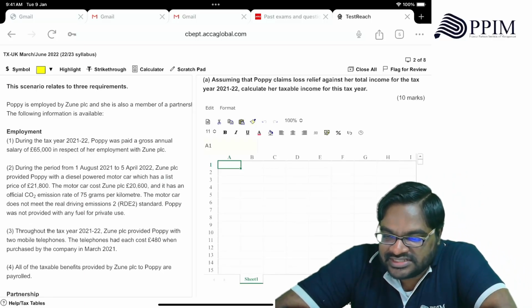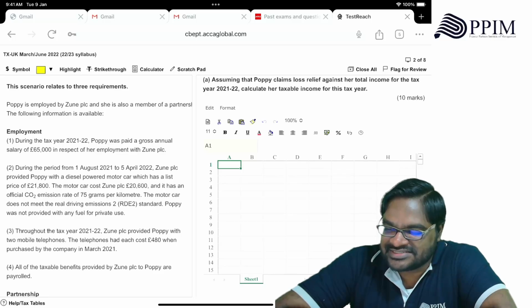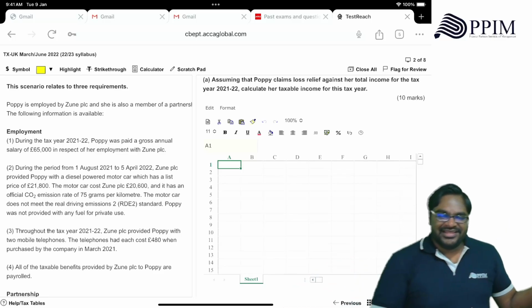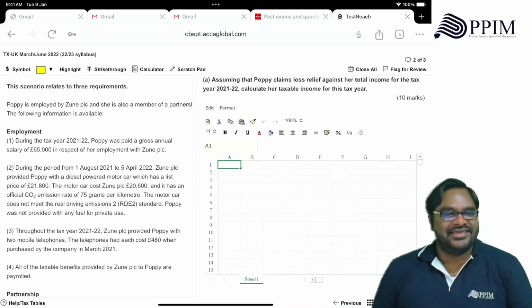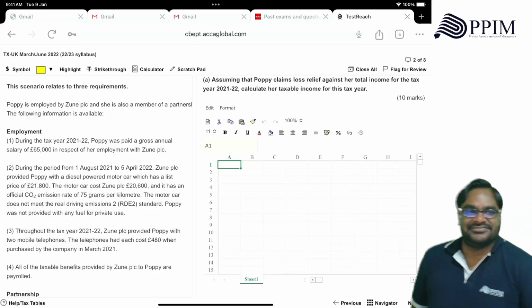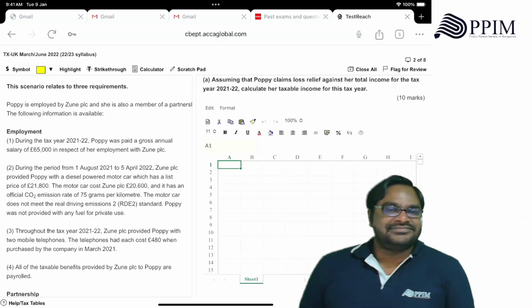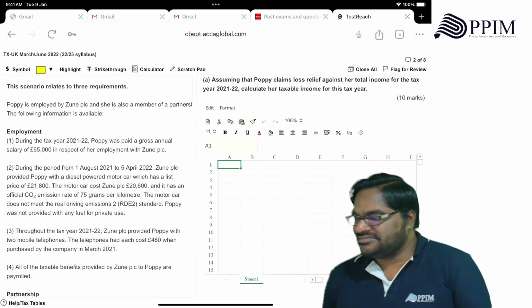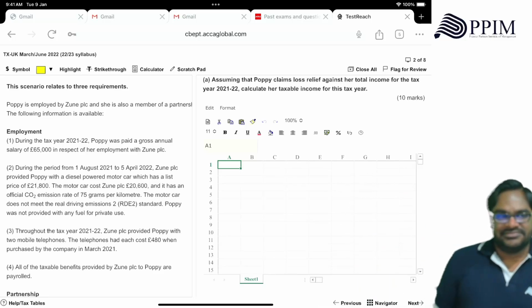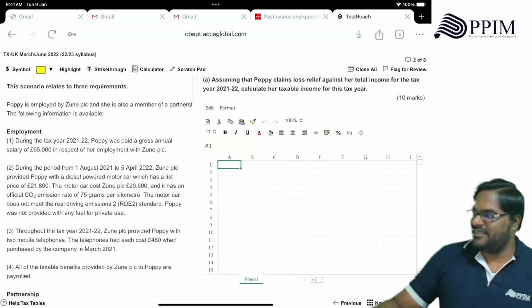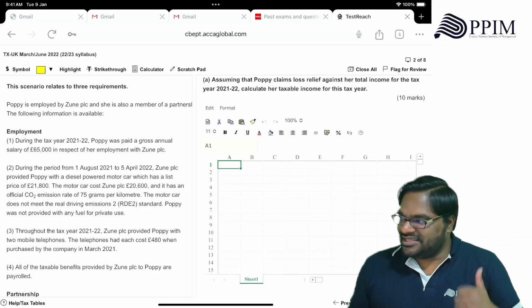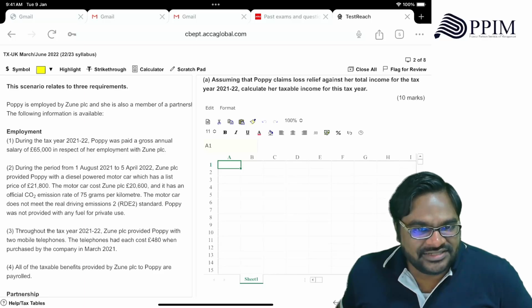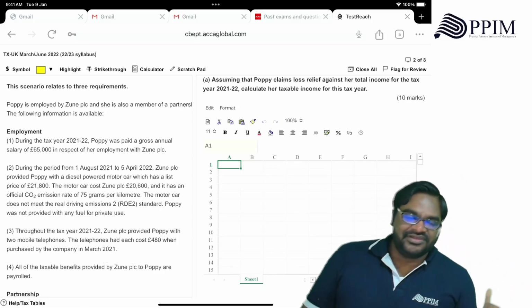Okay. Assuming that Poppy claims loss relief against her total income for the tax year, calculate taxable income for this year. Okay. Loss relief, a good one. 10 marks. Can you give a try? All, can you all give a try? So it's 10 marks. Again, I'll give you guys around 20 minutes to attempt. Give a try, guys. Then we will start discussing.